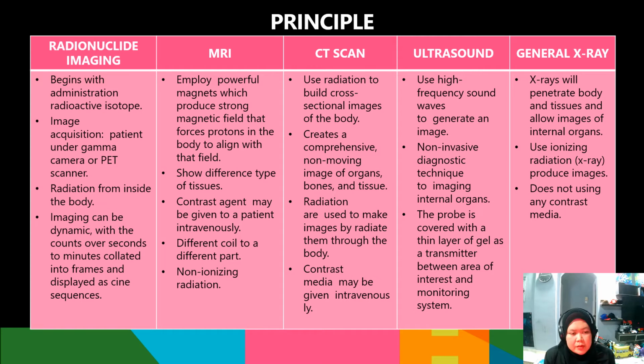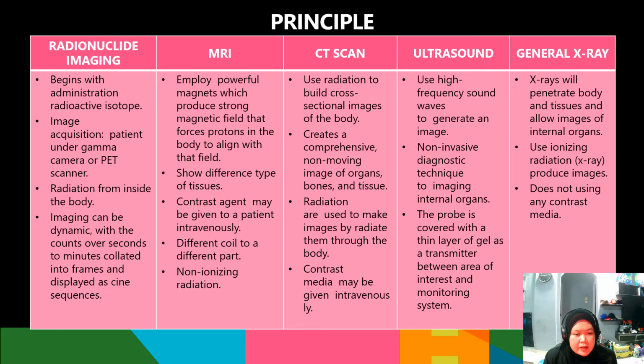The principle of radionuclide imaging begins with the administration of a radioactive isotope, and then image acquisition while the patient lies down under the gamma camera or PET scanner. Radiation comes from the patient's body. Imaging can be dynamic, with the counts over seconds to minutes collected into frames and displayed as cine sequences.